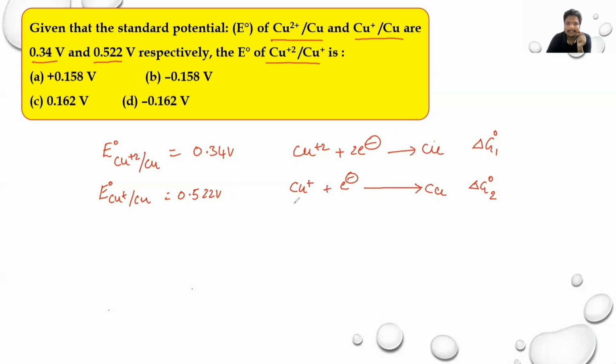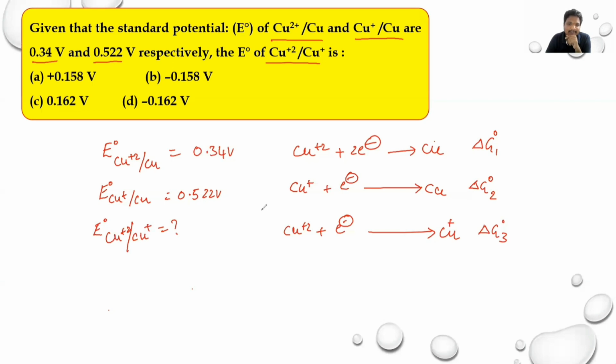Now they are asking for the standard reduction potential of Cu2+ to Cu+, so we have to calculate this one. So Cu2+ plus an electron gives rise to Cu+. The change in standard free energy for this is delta G3 naught.